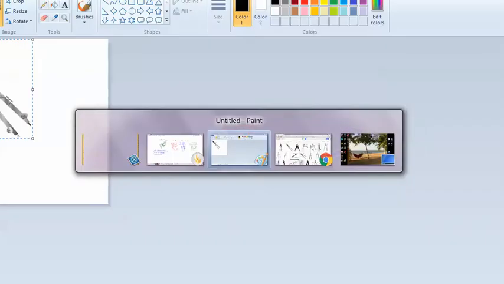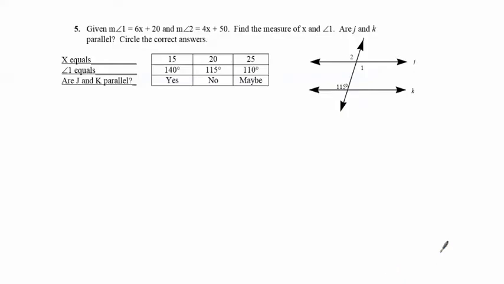In the next problem, here they're asking us, they're given the measure of angle 1, which is this expression, and the measure of angle 2, which is this other expression. Find the measure of x and angle 1, and our lines j and k parallel.